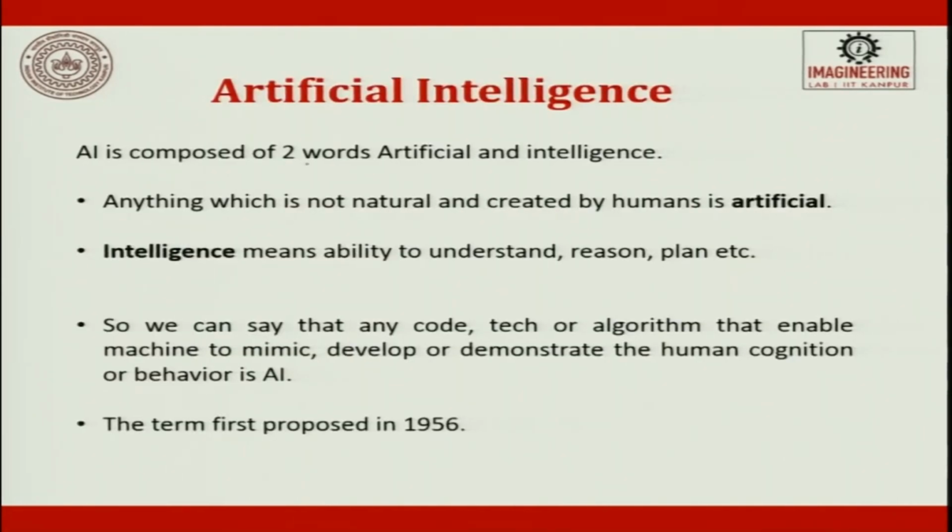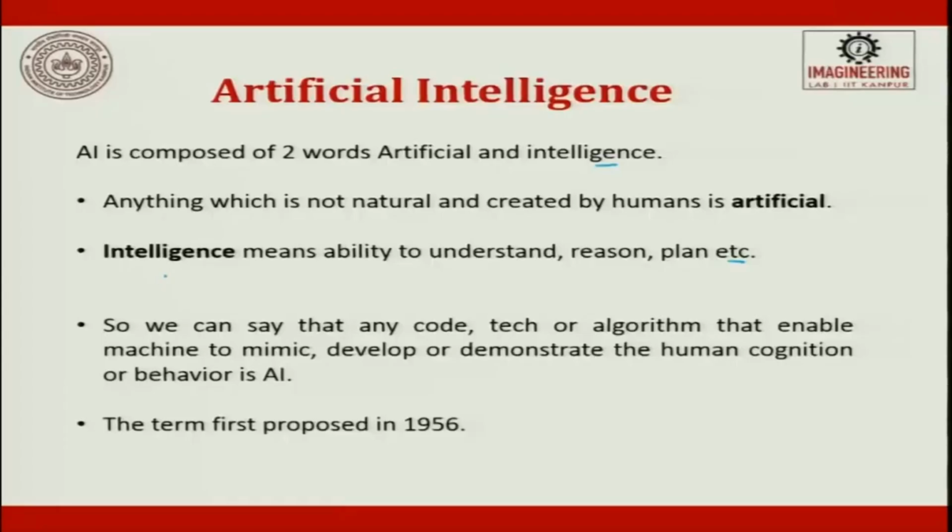AI is composed of two words, artificial and intelligence. Anything which is not natural and is created by humans is called artificial. So, we have created an artificial. Intelligence means the ability to understand, reason, plan, etc. There is a famous author who says that in the next 10 years, there will be only two sets of people. One set of people will use artificial intelligence in a very brilliant manner. The second set will be those who create this artificial intelligence. There will be only two sets of people. The rest will not be there. That is what the author says.